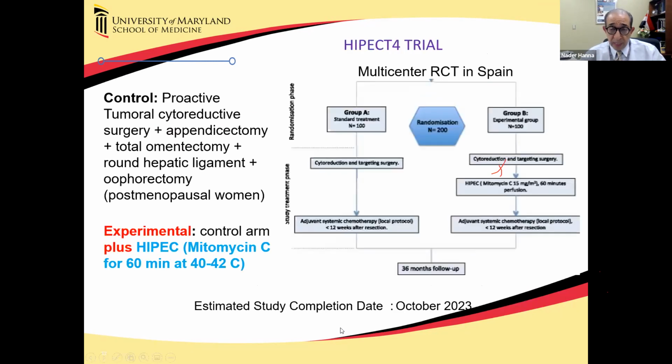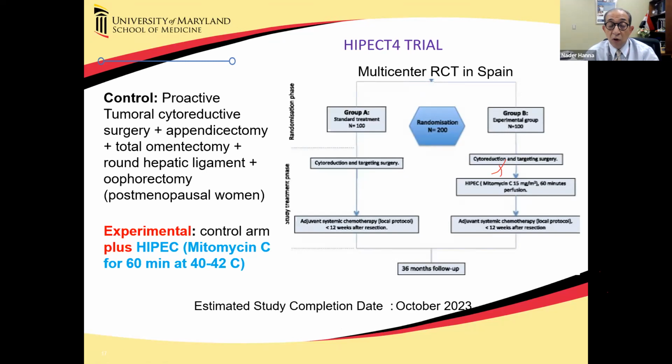However, there's another trial that's going on. In the conference that you guys are having in the next few days, you probably have a lot of people talking about cytoreductive surgery, including Sugarbaker. So he might give you some update about the HIPEC T4 trial. This trial is ongoing. It's in Spain.